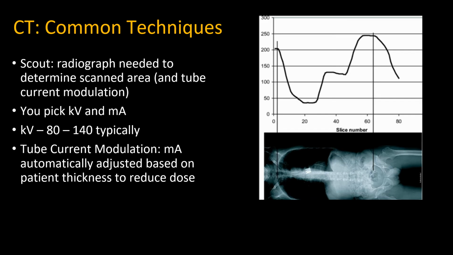CT common techniques. First, we do a scout, which is a radiograph that determines the area that we're going to scan and the tube current modulation. You, or the technologist, picks the kV and the MAs. kVs typically range between 80 and 140. And then tube current modulation is a technique used by the scanner. So the MA is automatically adjusted based on the patient thickness to reduce the dose.